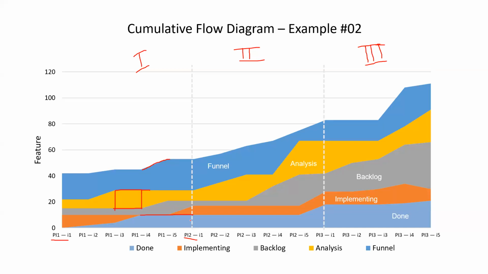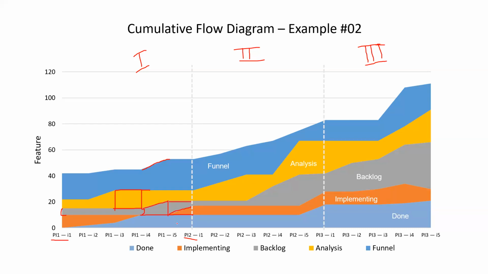Backlog items are flat from PI1 I1 till I4, and then there is a sudden spike. From here to here it is flat, and it's a sudden spike. And then flat, and again flat. Flat is not flat because it got reduced. Yes, correct, so it's not flat. From I1 to I4 it is flat. Yes, I agree. But after I5 it started reducing, because of the spike that came here, it got reduced.